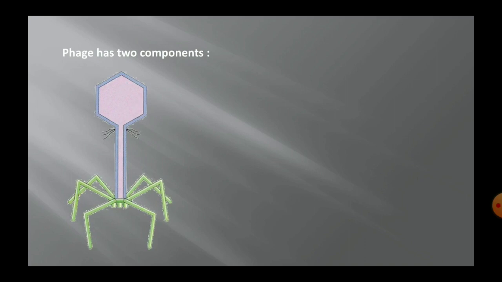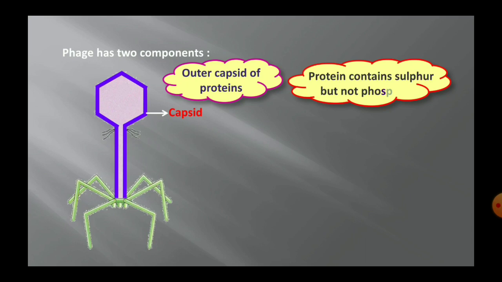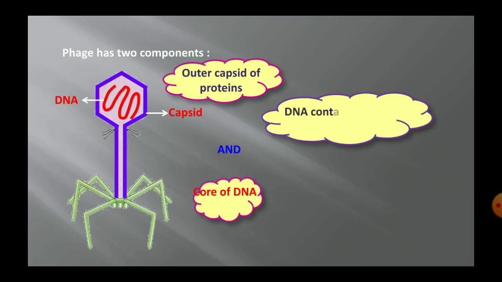So, the T2 bacteriophage has two components. One is a protein coat, or we call it an outer capsid. The second one is a core DNA. Look at here. The first component is the protein coat or outer capsid, which is made up of protein, and the protein contains sulfur but not phosphorus. And the second component is the core DNA, and the core DNA contains phosphorus but not sulfur.